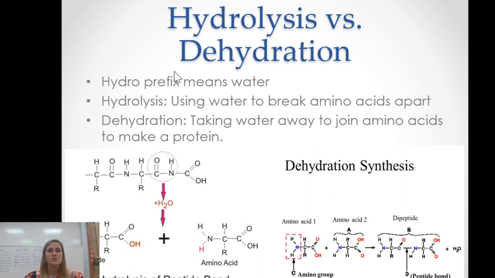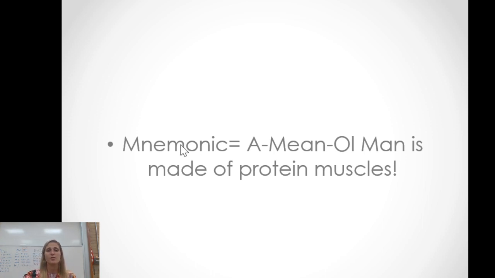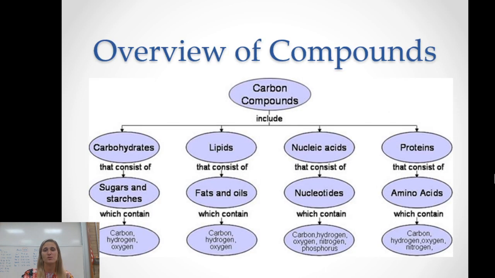Again, hydrolysis, hydro means water, and hydrolysis means using water to break amino acids apart. So taking that big protein and breaking it up into pieces is hydrolysis. And then if we want to make a protein, we need to remove water from the amino acids, and that will link them together. And then a mnemonic for proteins, okay, to remember what proteins are in your body is: a mean old man is made of protein muscles. Okay, so a mean old man is made of protein muscles.